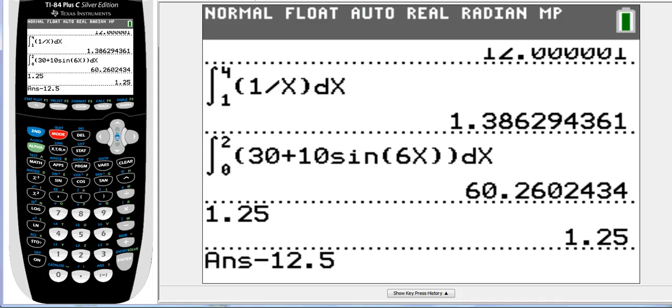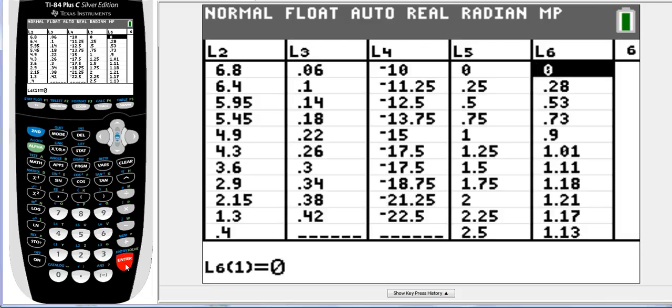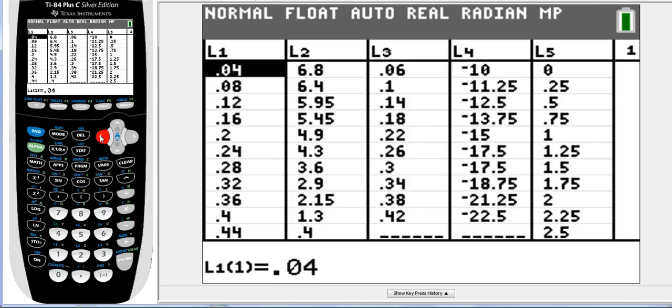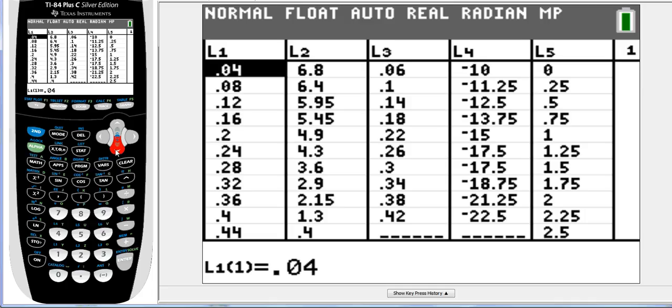If you remember, you're going to hit Stat, and you're going to hit Edit. And remember to clear out a list. I already have this data in here, luckily. To clear out a list, you'll up arrow until the name of the list is highlighted, hit clear and enter. You can see that I have entered that data into list 1 and list 2. So you can hit pause on the video and practice this by getting your data into list 1 and list 2.